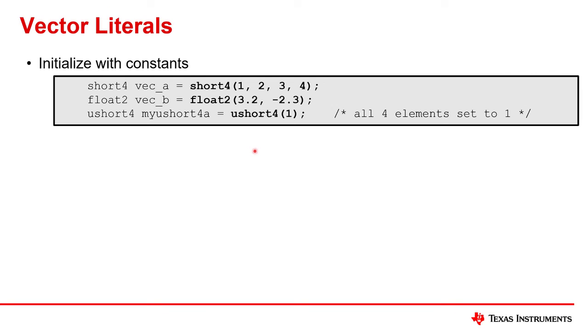Vector literals, or how do you initialize a vector with constants? Here are some examples. A short with 4 elements. You write the type name here, and list out the constants. A float2 example looks like that. Suppose you want to initialize a vector where all the elements have the same value. That looks like this. This will initialize all 4 of the elements of this vector with the value 1.